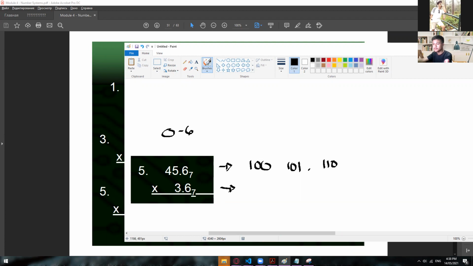Okay, and then for 3 right here, so it's 0, 1, 1. Oops, let's move it right here. And then that right here. And then 6 is 1, 1, 0. Okay, base 7, base 7. All right.